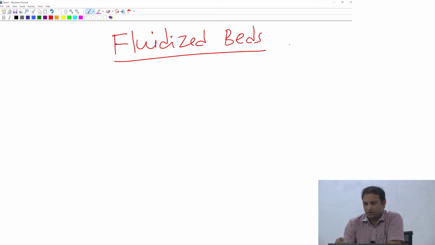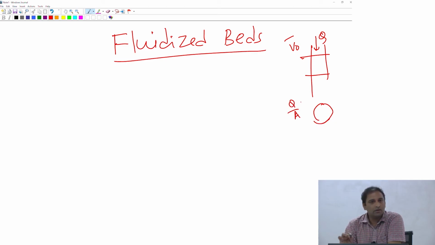No, when you say V naught bar, it was the superficial velocity. Correct. So all you do is you have a packed bed. If Q is a volumetric flow rate, and it's a circular conduit, your cross sectional area is a circle, and Q by A is your superficial velocity. The entire cross sectional area is not available for flow, only part of the area is available, so V naught by epsilon is how we define it.